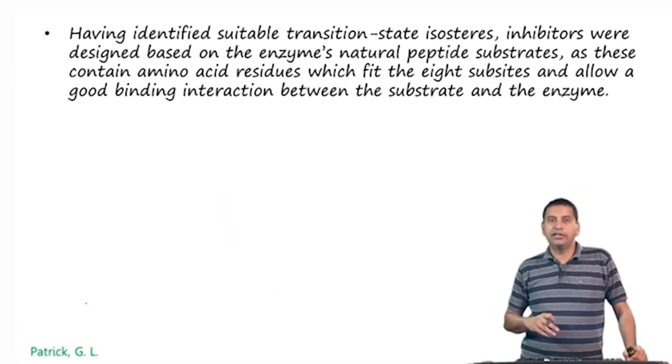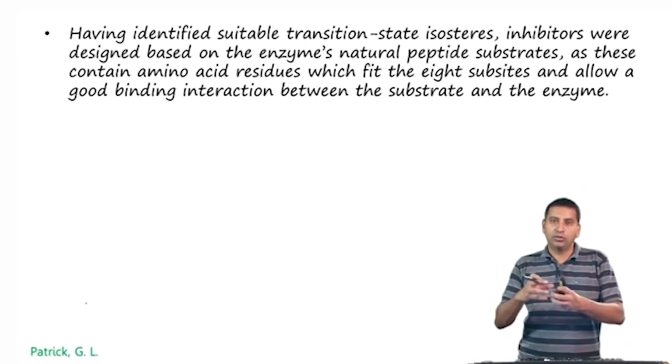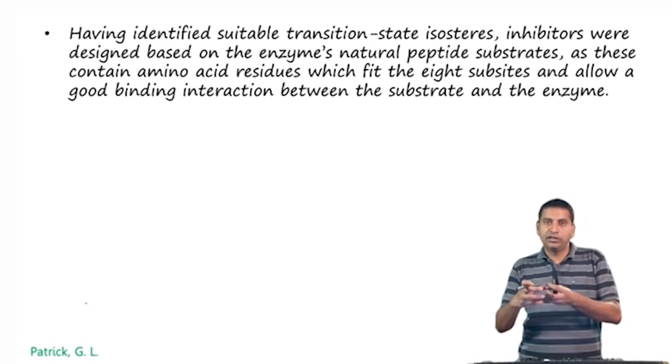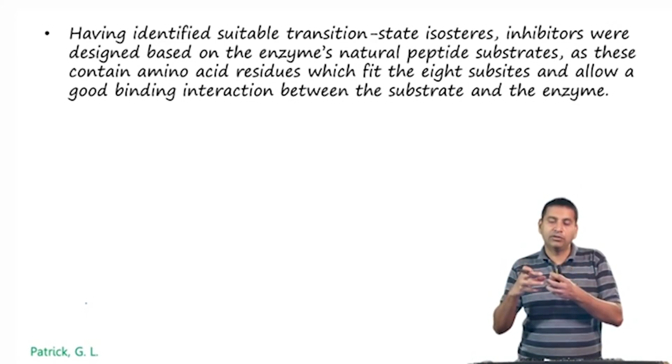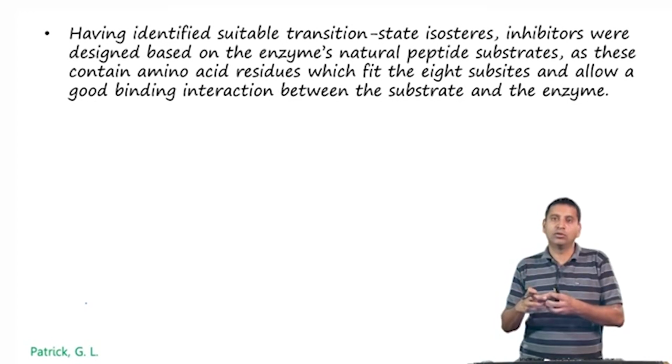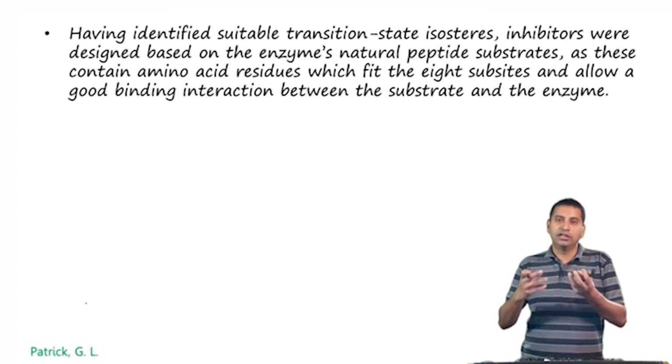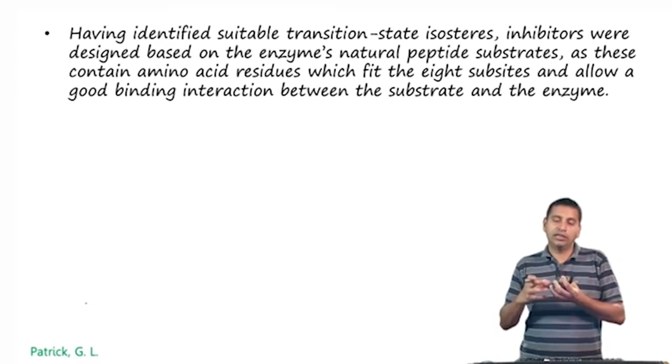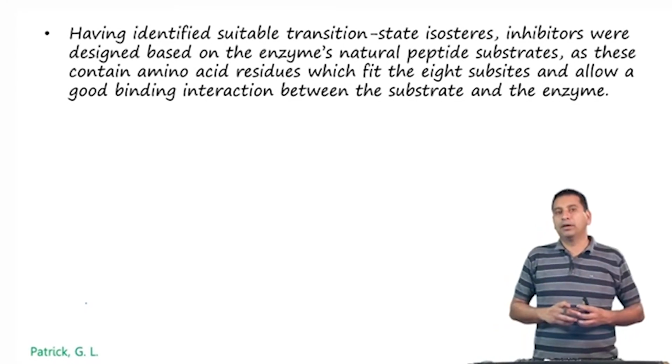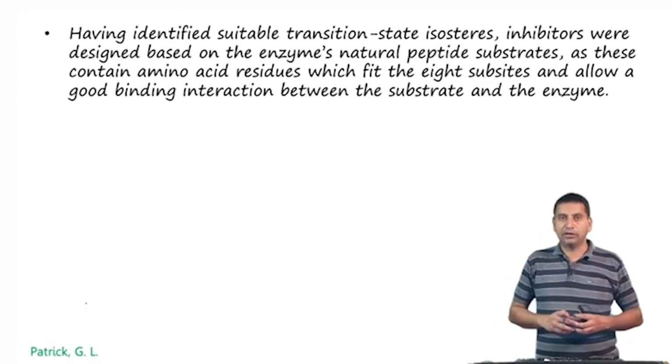Having identified the suitable transition state isosteres, inhibitors were then designed based on the enzyme's natural peptide substrates, so that it can bind to the HIV protease, and because it is an inhibitor, it does not undergo turnover, that is, there is no amide bond to cleave. Therefore, it would bind to the enzyme and prevent further substrates from acting on it.